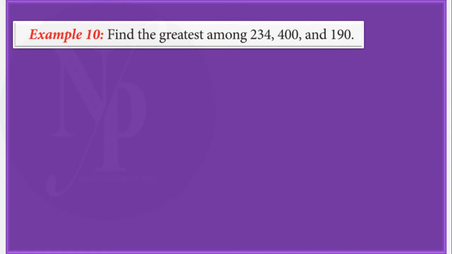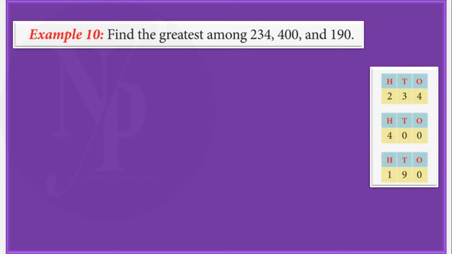Example number 10. Find the greatest among 234, 400 and 190. So here all the three given numbers are 3-digit numbers. So directly by looking at the number of digits we cannot conclude which is the greatest number among the given numbers.